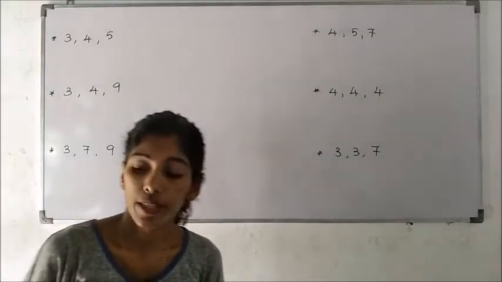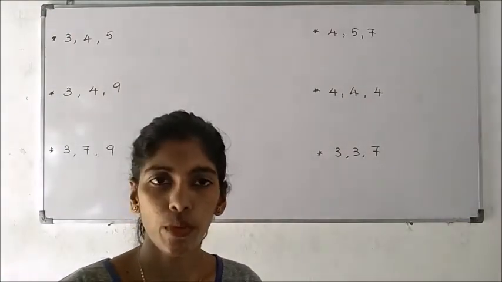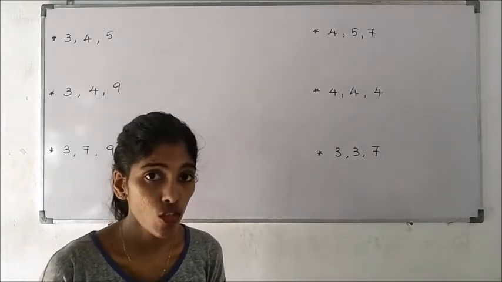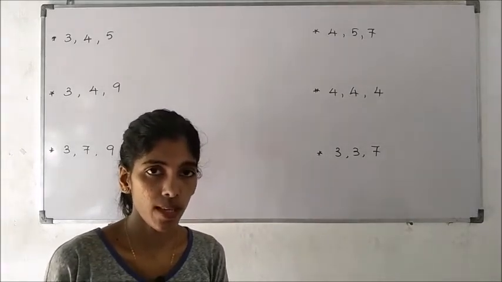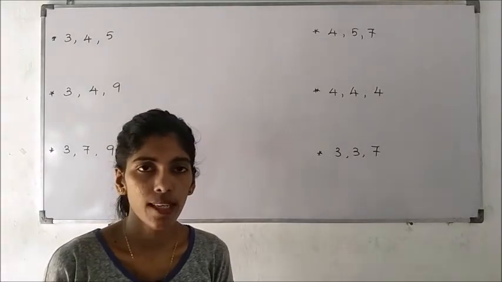Right, now children, we are going to construct the triangles now. Here we are going to learn how to construct an isosceles triangle. That means only two sides are equal. And the scalene triangle: all the three sides are different.